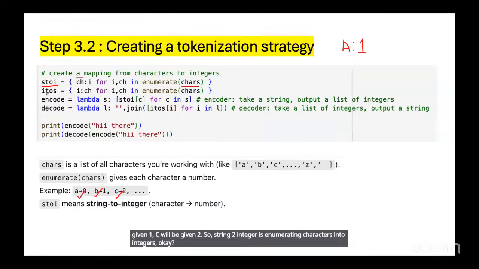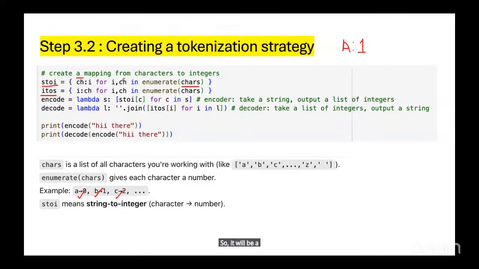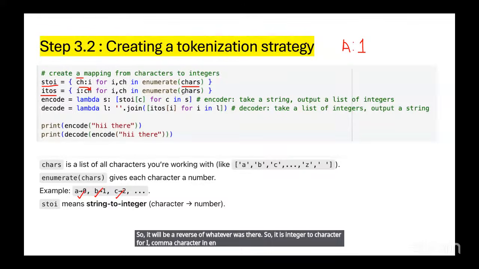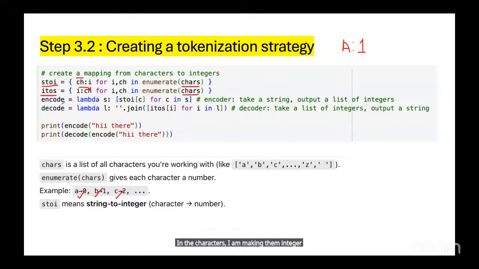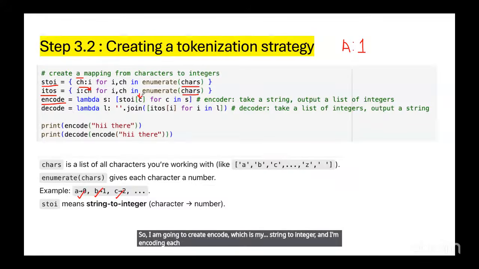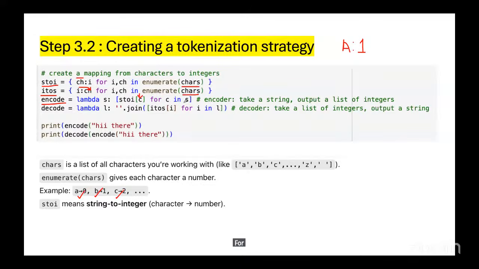Okay, I am also making a decoder, which is integer to string. So it will be a reverse of whatever was there. So it is integer to character for i, character in enumerate characters, right? So in the characters, I am making them integer to string. Then I am going to create encode, which is my string to integer, and I am encoding each character for character in s, right? So s is my string. Okay, so I am making an encoder, which is encode.